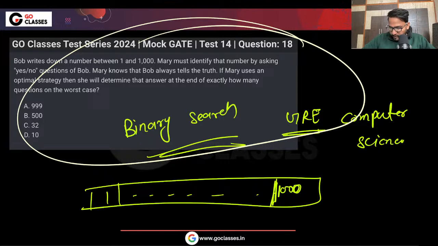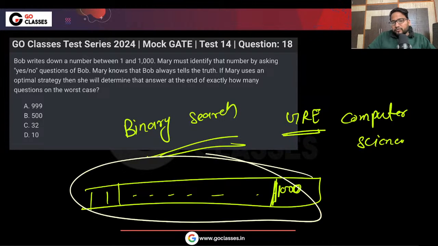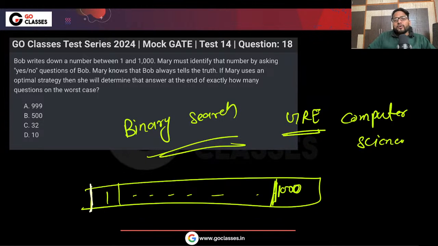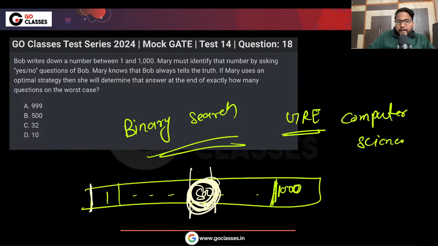Okay, understood? Great. Now what they're saying is, if you are having 1 to 1000, how many times does Mary need to ask the question in the worst case if she is using an optimal strategy? First of all, Mary will ask for the middle value, whether the value is greater than 500 or less than 500, so that it can narrow down by 2. So just like binary search, it will be log of 1000. 1000 is approximately 2 power 10. So basically 10 is the answer, right?